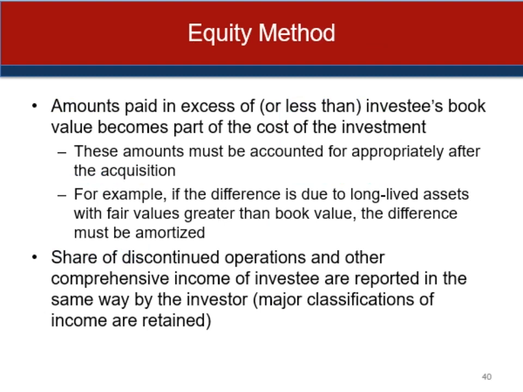Other things that we need to think about for the equity method: if there are discontinued operations and other comprehensive income in the associate company, we would report them the same way in the parent company's books, and so we would record them as they were recorded by the subsidiary company.